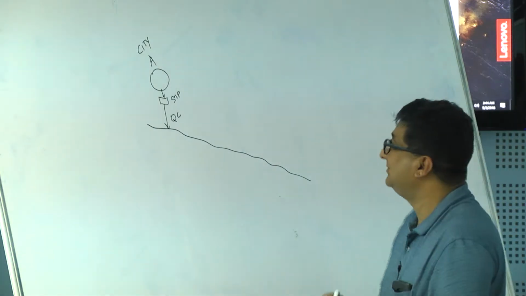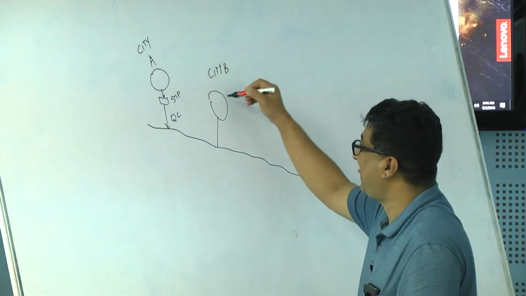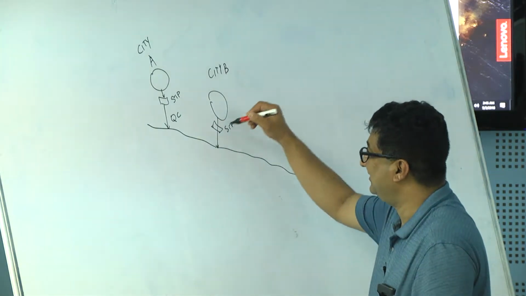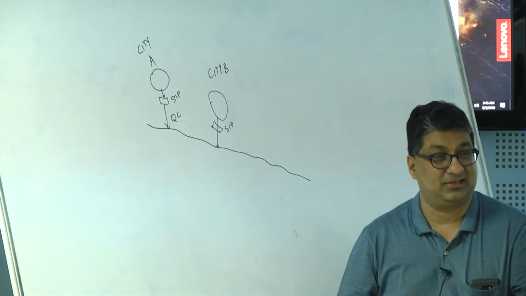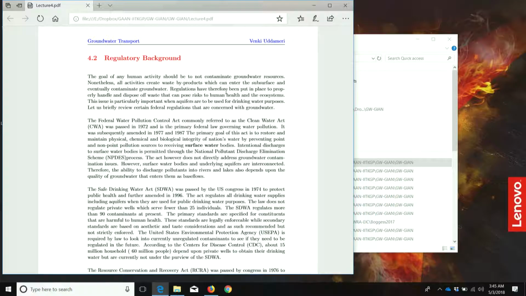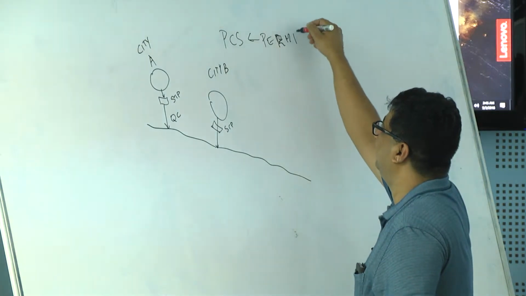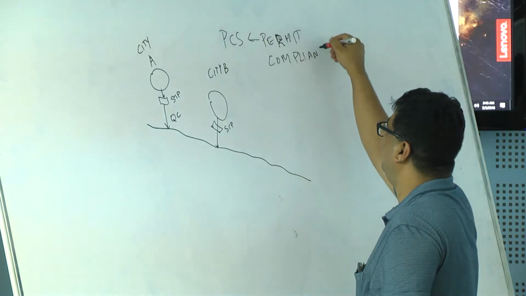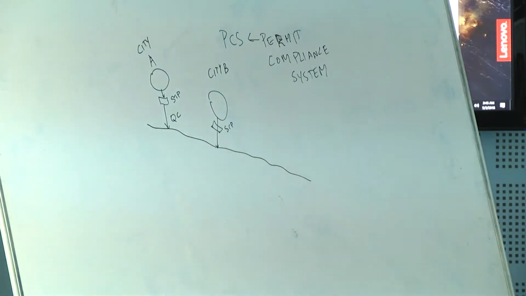Okay? Now there is another river, there is another city. It also has a wastewater treatment plant, and by the way, in the US, people don't use the word wastewater treatment plants anymore because somehow wastewater has a very bad connotation. No water is really wastewater. Water is good water. So we use what is called a permit compliance system, okay, because that wastewater treatment plant complies with the permit of the National Pollutant Discharge Elimination Scheme or the regulations of the Federal Water Pollution Control Act.